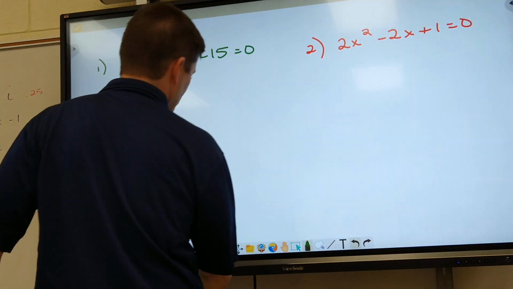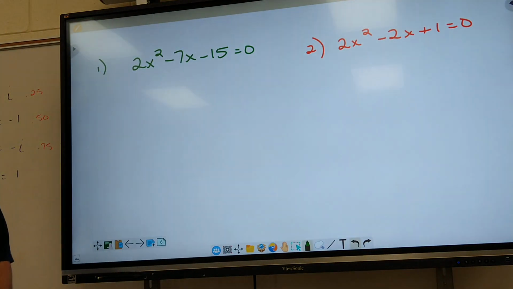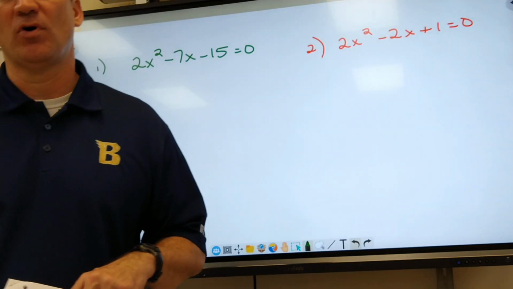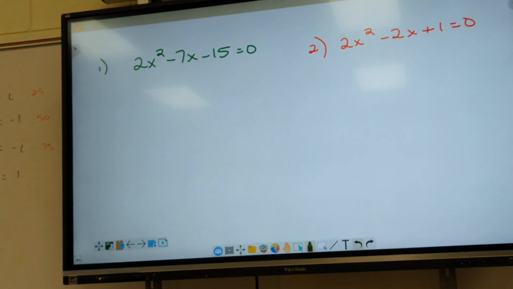All right, so numbers 1, 2, and 3 are easy problems. Hannah, all we have to do on 1, 2, and 3 is the quadratic formula. So y'all do the quadratic formula on number 1 really quick. Let's see what you get, and we'll check it.